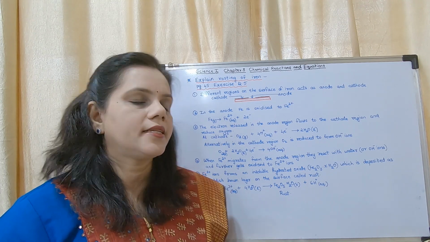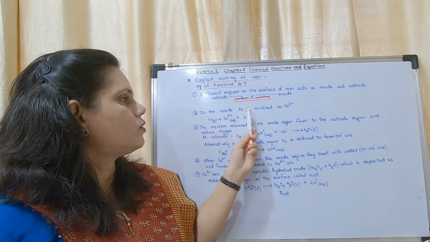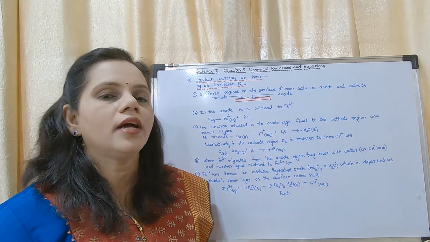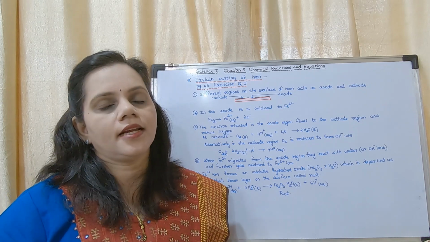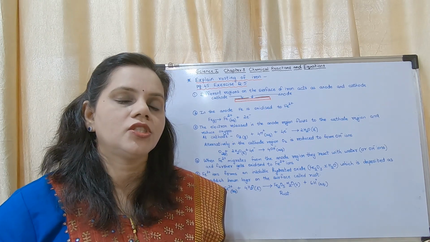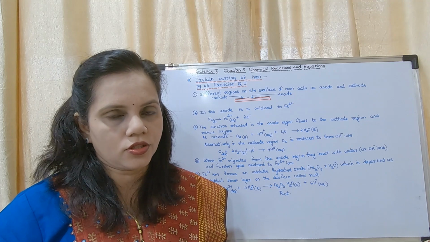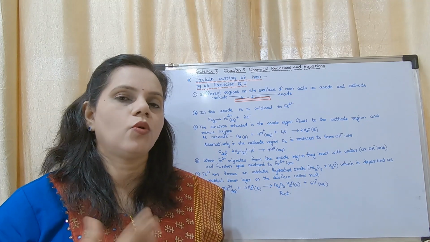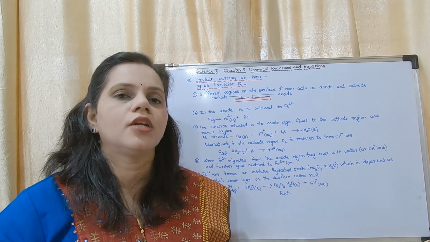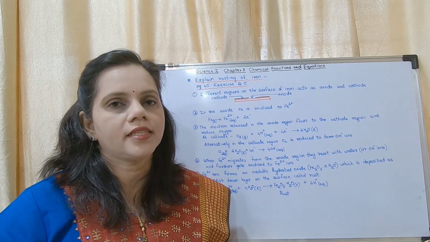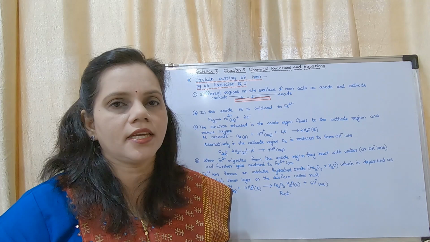Now what happens at the anode region? At the anode, Fe is oxidized to Fe2+. We have studied oxidation and reduction reactions. What is oxidation? Oxidation is losing electrons. So as the iron is open, what will happen? It starts losing electrons.